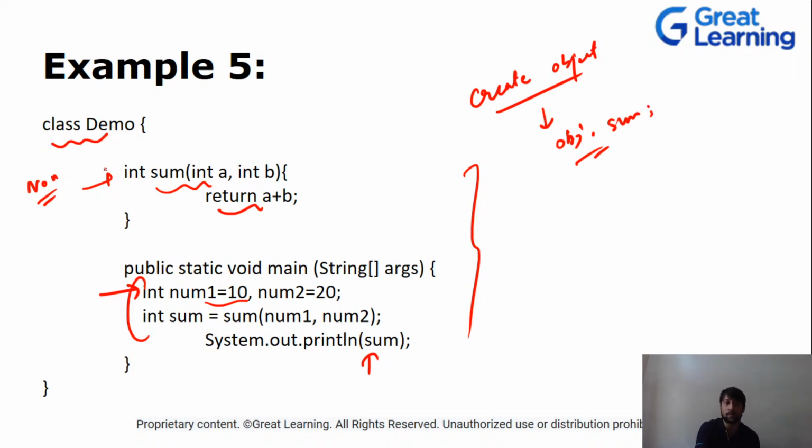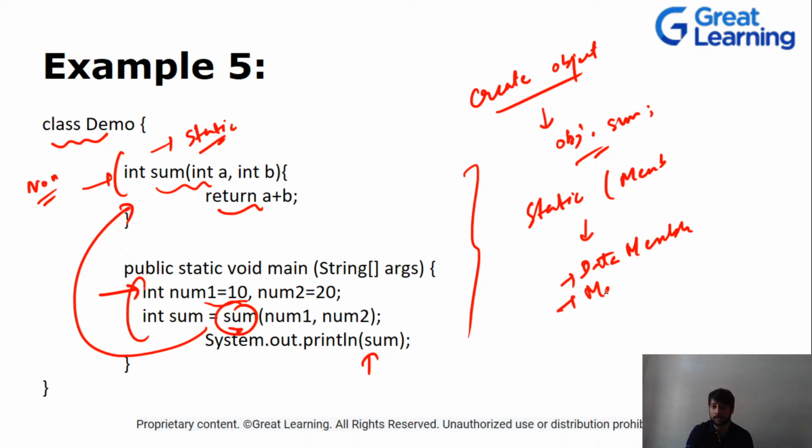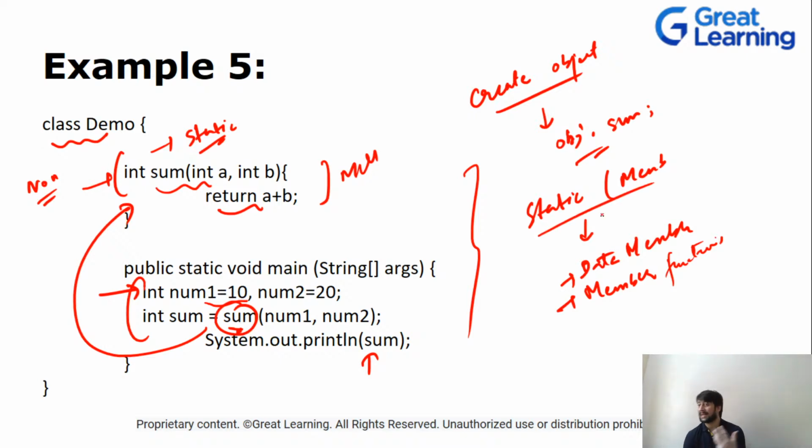But over here we haven't written anything which is static, right? We haven't written static over here, and we are directly calling this sum. Is it possible? No, because we need to create an object. Because static members, when I talk about static members, it can be both data members, that means your variables int a, b, c, as well as your member functions, that means these methods. These are also known as member functions. So whenever something is defined as static, right?